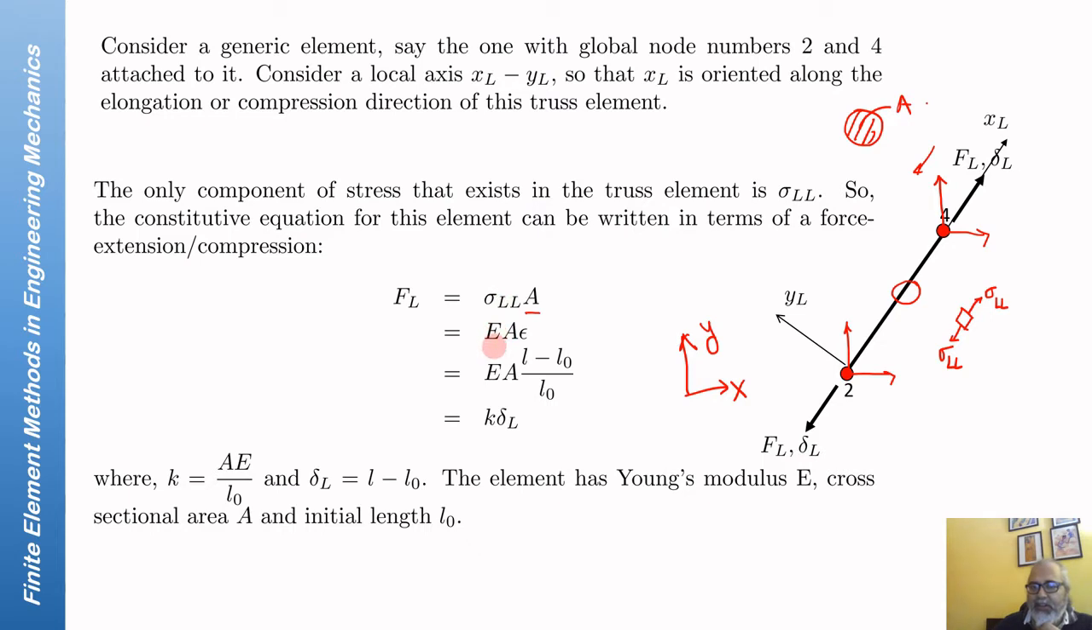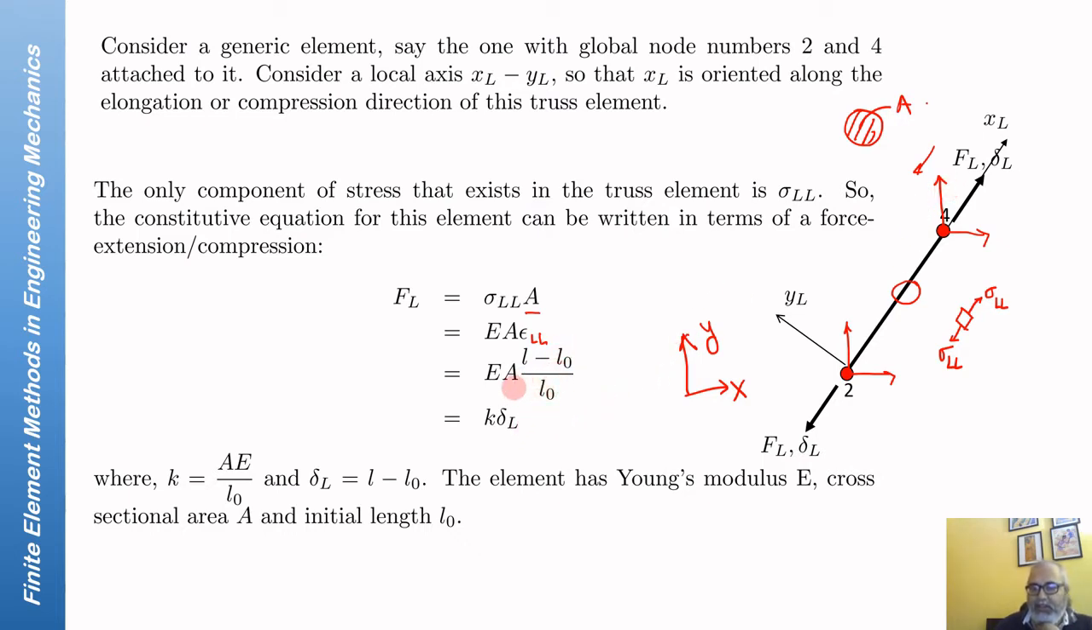Sigma LL can be written as E times epsilon. Epsilon is the strain in the L direction. So this is actually epsilon LL, and in the small strain scenario, epsilon LL can be written as L minus L naught, where L is the current length and L naught is the initial length. This is the change in length, and that divided by L naught gives you the LL component of the strain.